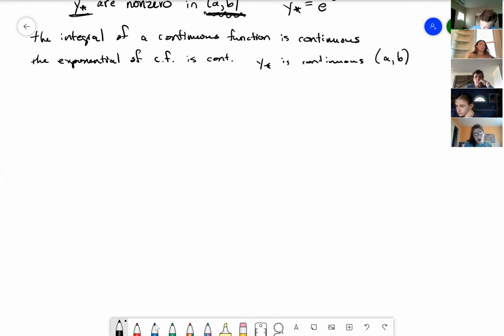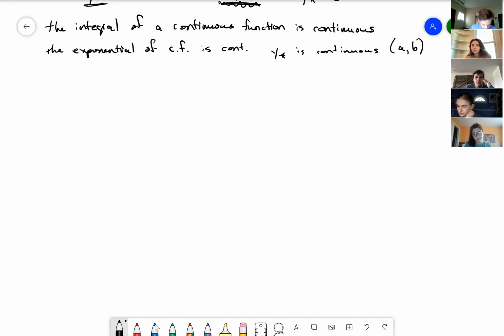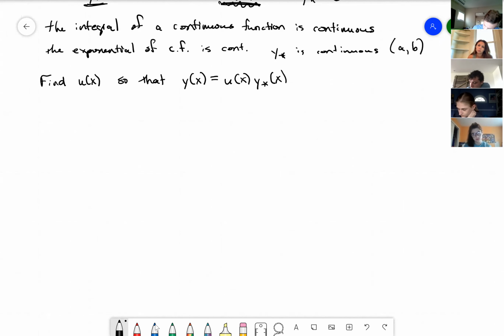Let me scroll. Okay, so next we find u of x, so that y of x equals u of x times y star of x is our general non-homogeneous solution. This involved figuring out what u of x was, and this was called variation of parameters, by the way.